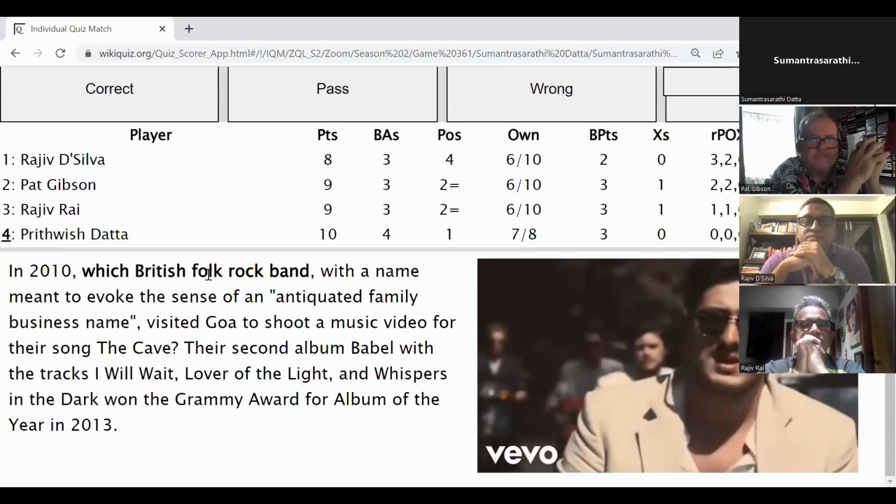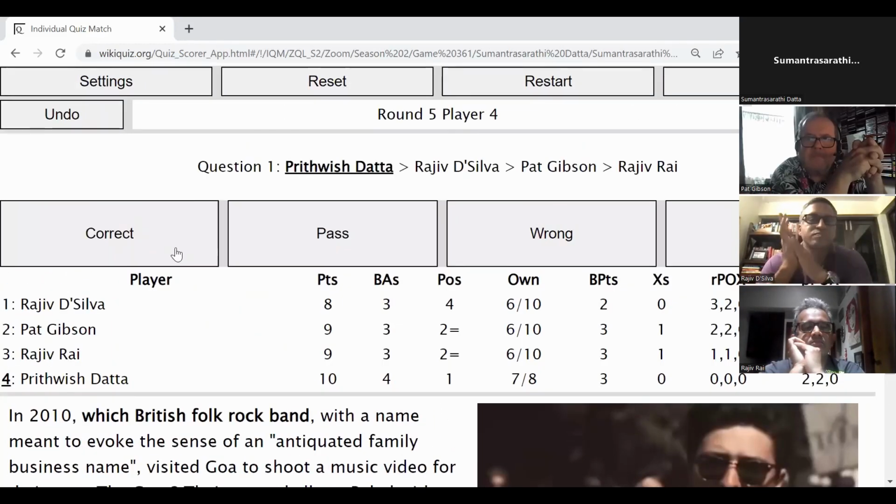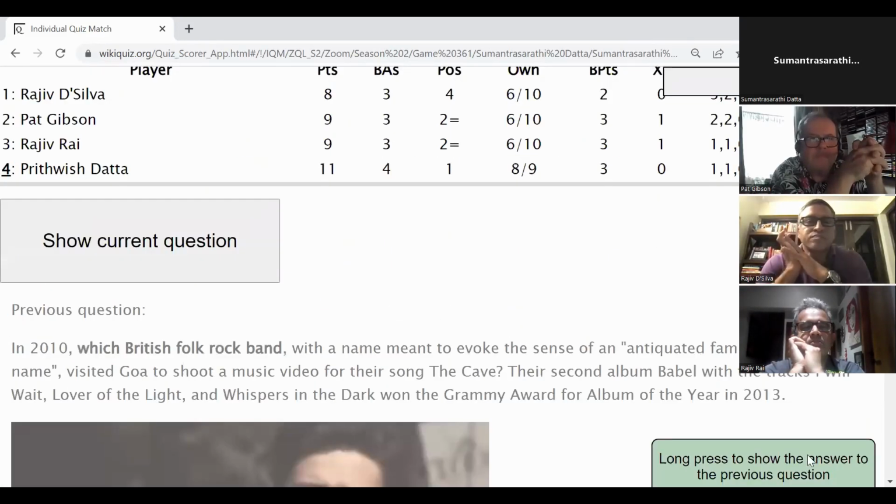Now, in 2010, which British folk rock band with a name meant to evoke the sense of an antiquated family business name visited Goa to shoot a music video for their song The Cave? The second album, Babel, with the tracks I Will Wait, Lover of the Light, and Whispers in the Dark, won the Grammy Award for Album of the Year in 2013. Mumford & Sons. Yeah, Mumford & Sons is indeed correct.